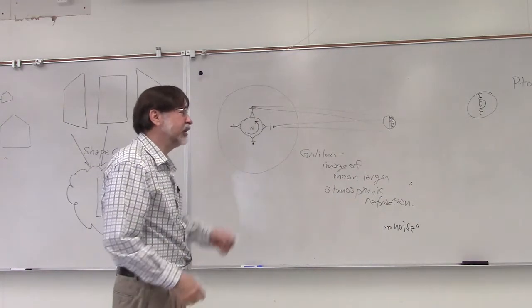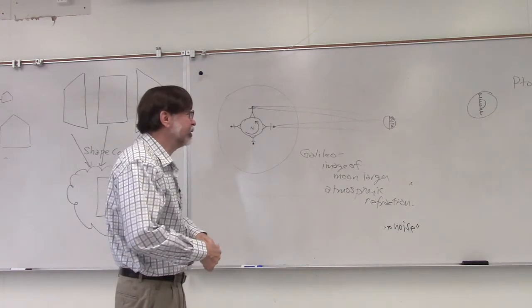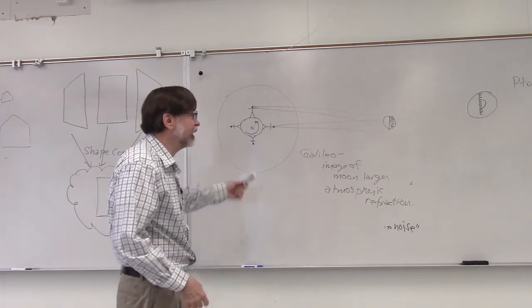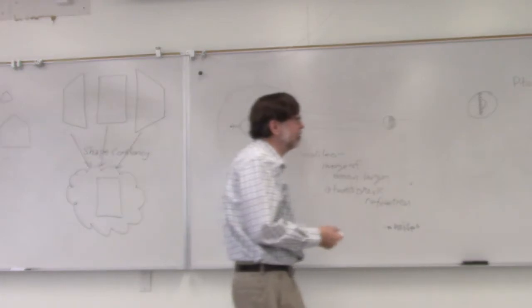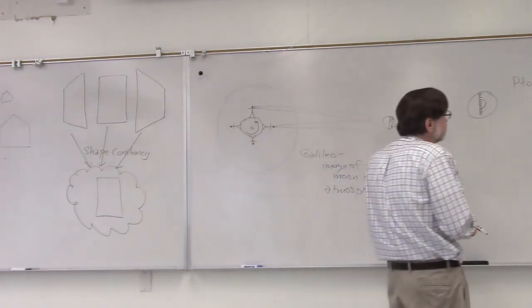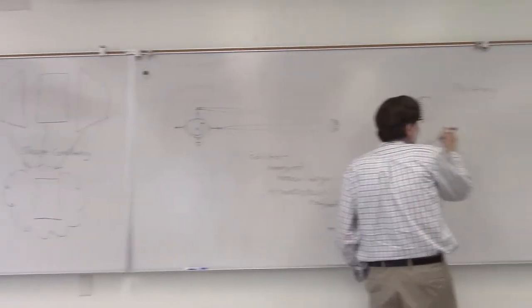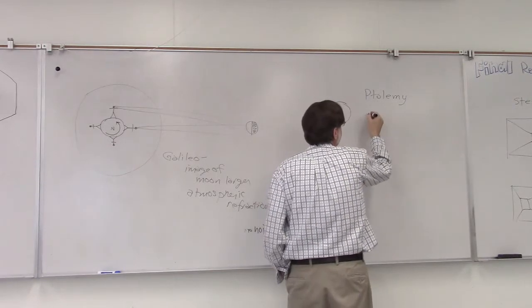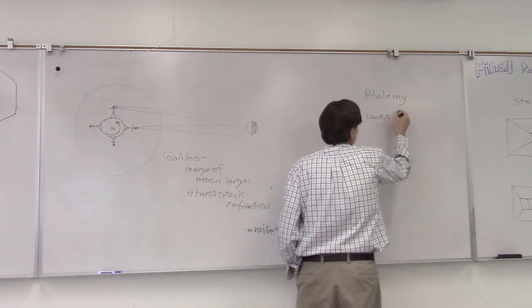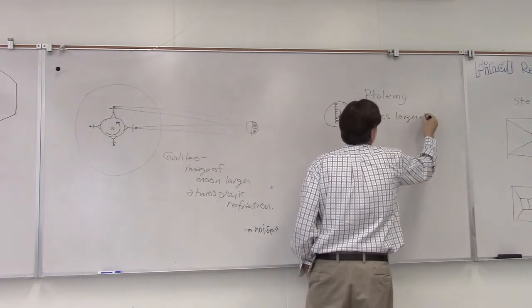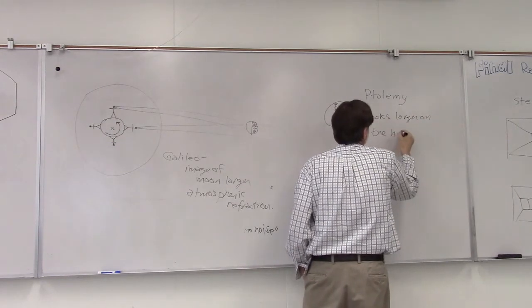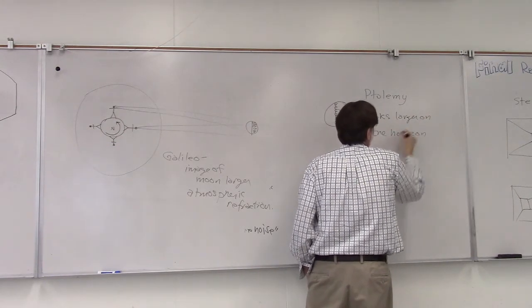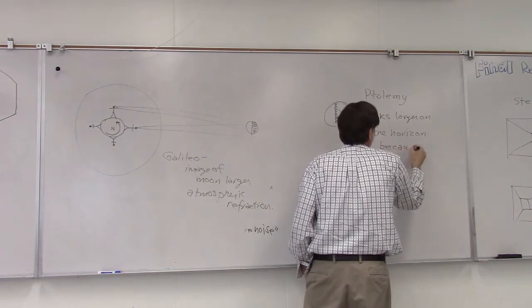So Ptolemy said the sun went around the Earth, and Galileo said the Earth went around. He was right about that, but Ptolemy had a better theory of the moon illusion. He said the reason the moon looks larger on the horizon is because it looks farther away.